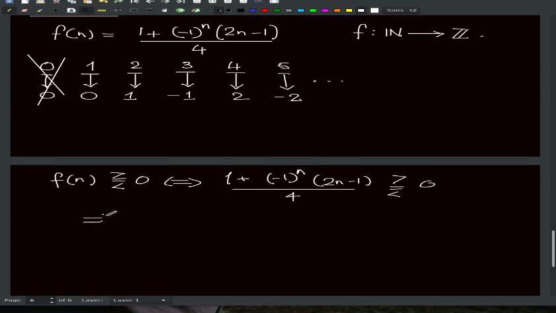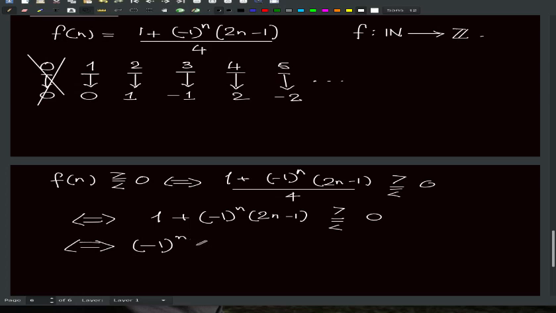This is the same thing as saying 1 plus minus 1 to the power n times (2n minus 1) is greater than, equal to, or less than 0. So this means minus 1 to the power n times (2n minus 1) is greater than, equal to, or less than minus 1. So now you have to be a little more careful.